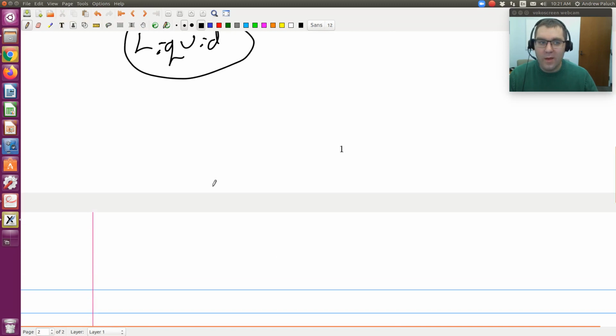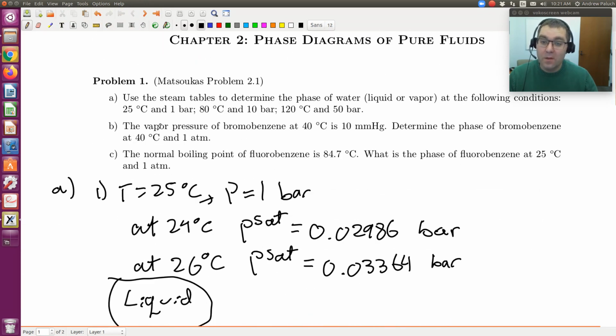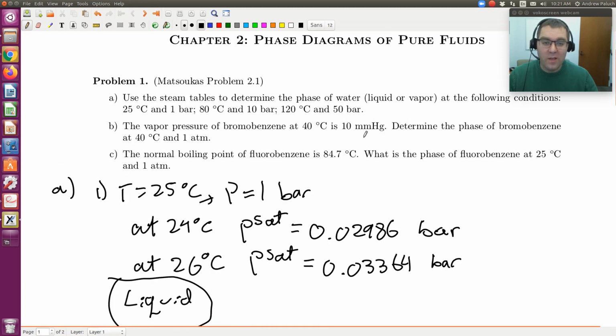So let's add a new page and let's look at part 2. Or B, I guess it is. So now we're told the vapor pressure of bromobenzene at 40 degrees C is 10 millimeters of mercury. Determine the phase of bromobenzene at 40 degrees C and 1 atm. Okay, so here I don't necessarily need to look anything up. Key is that 1 atm is equal to 760 millimeters of mercury.